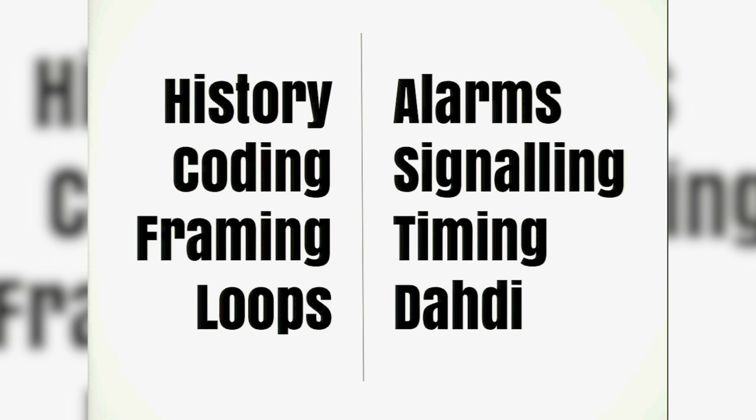We'll talk about the history. We'll cover framing and coding. We'll talk about loops and how they're used. We'll talk about alarms, what they're used for, and the two types of signaling. We'll talk about how timing is propagated in the whole system. And we'll walk through DAHDI and see how data gets from the line up through DAHDI and into Asterisk.